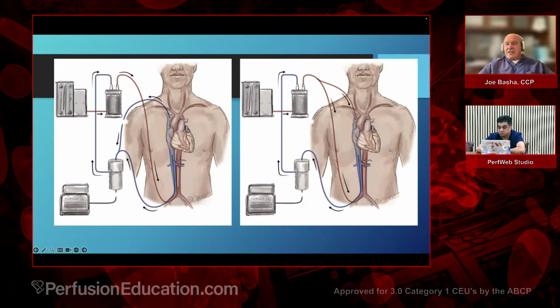So this is VAV ECMO. And this is what you would do if you were just VV and you developed Harlequin syndrome and you needed the additional oxygenation for the native lung. You would do it in this configuration.